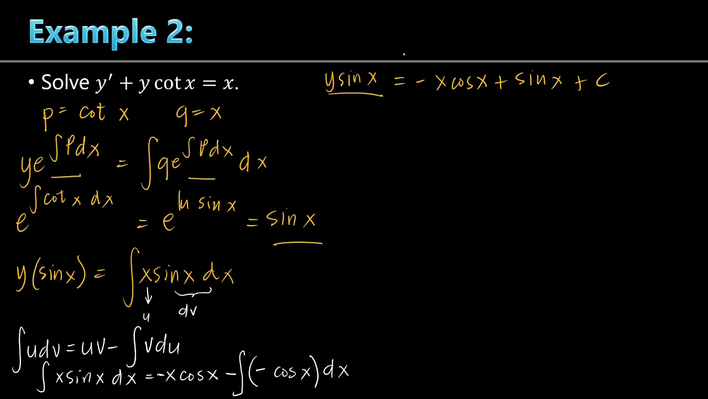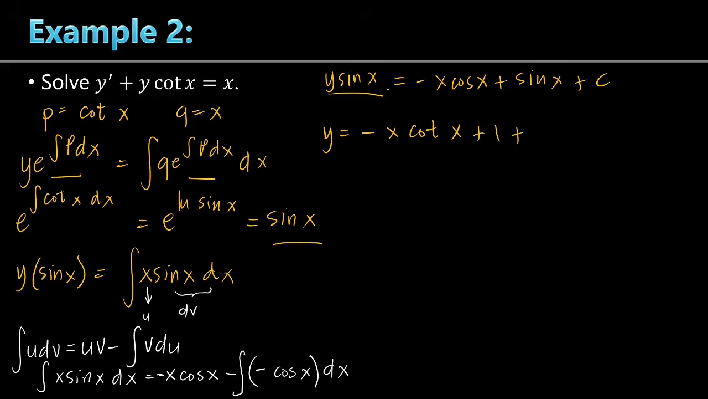O ngayon, pwede na natin isolve yung y para makuha natin yung general solution by dividing both sides of the equation by sin x. Ay, anong matitira dito sa right side? Kapag ang cosine, dinivide ko ng sin, di ba cotangent yon? So, negative x times the cotangent of x. And then, plus sine over sine is 1, plus c over sine.